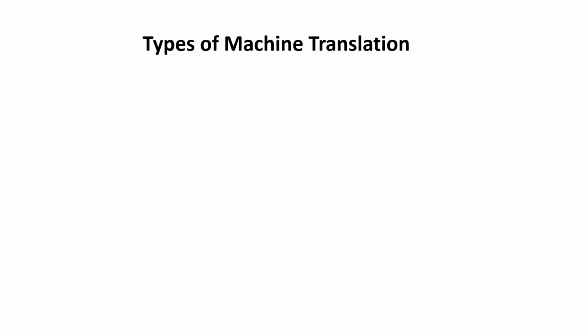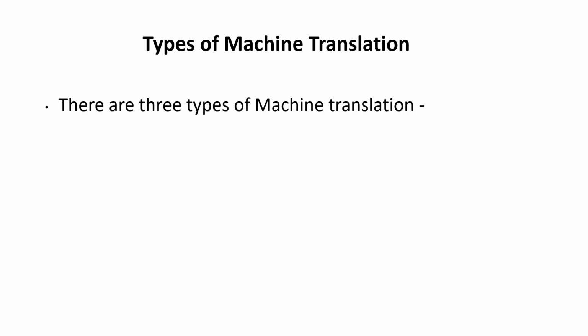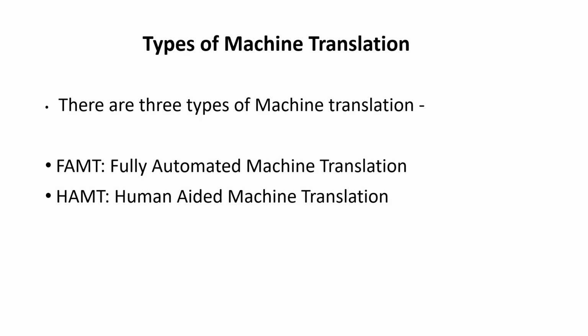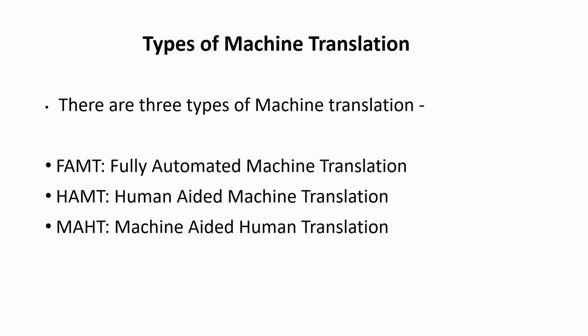Now we will know what are the types of machine translation. There are three types. The first one, FAMT, that is fully automated machine translation. Next one is HAMT, that is human aided machine translation. Third one is MAHT, that is machine aided human translation.